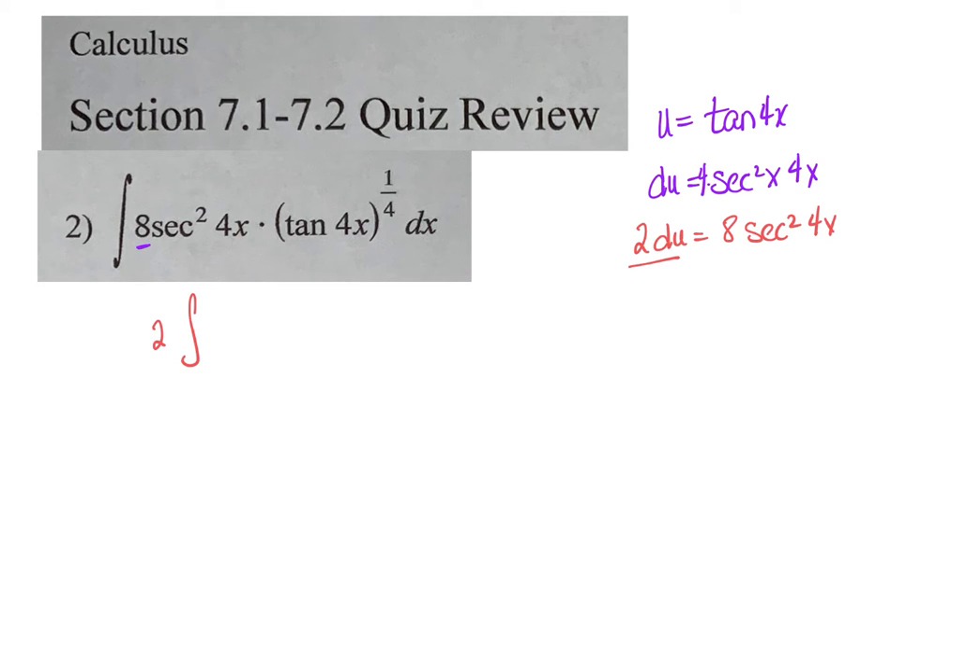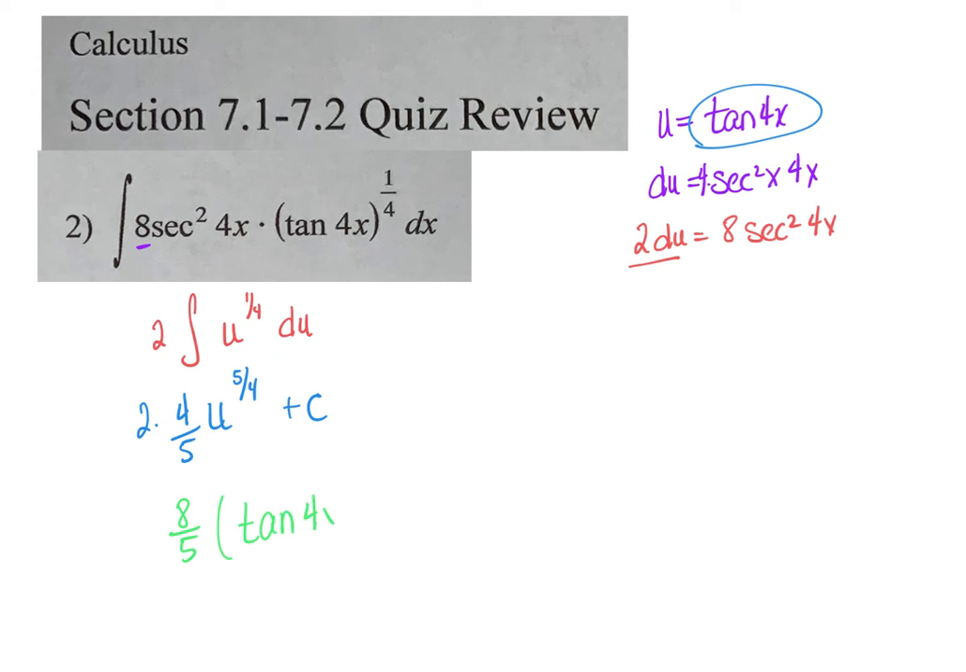So I have the 2 times my u to the 1/4 du. My antiderivative here, I'm going to add 1 to my exponent, which would be u to the 5/4, and then dividing, which would be multiplication by the reciprocal. And of course, I need to substitute my u back in, which would make it 8/5 tangent of 4x to the 5/4 plus c.